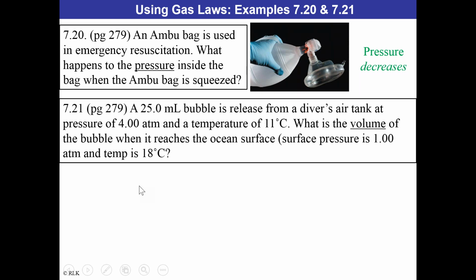So anyway, how would you approach this? Well, you already have a starting volume, a starting pressure and a starting temperature. So you already have your P, your V, and your T all at the initial conditions. The thing that you don't have is the volume at final conditions, which would be whenever the bubble reaches the ocean surface. If the surface pressure is 1 atm and the temperature is 18 degrees, you have your pressure and your temperature. So what you need to do is use the combined gas law.